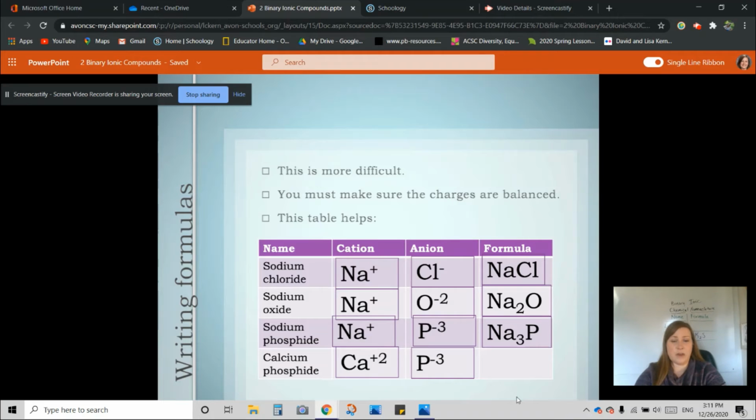So 6 can be divided by 2. It can also be divided by 3. So we're going to have 6 positive charges and 6 negative charges to make this a neutral compound. So how do you get 6 positive charges with calcium? You have 3 of those because it's +2. And how do you get 6 negative charges with your phosphorus? You need 2 of those. So this will be Ca3P2. So that's how you write formulas for ionic compounds. Let's do a couple more here on the board.